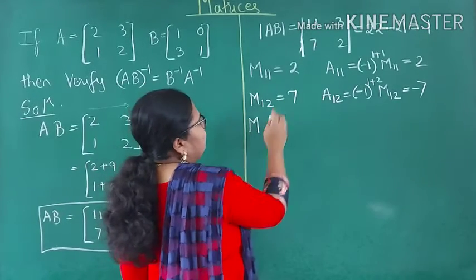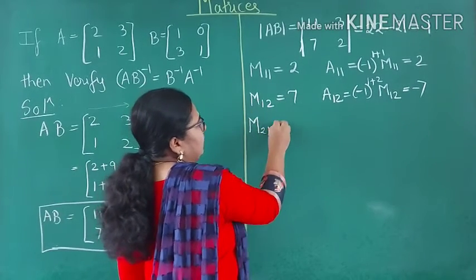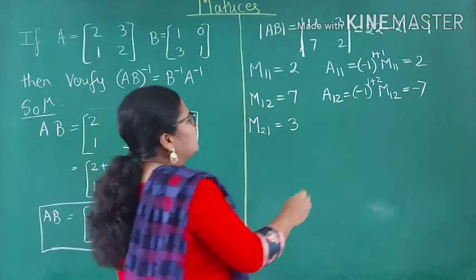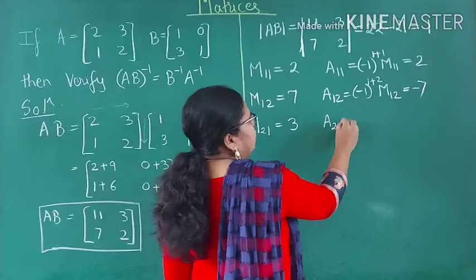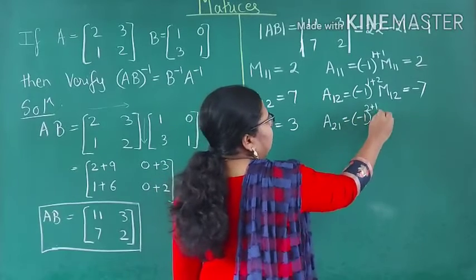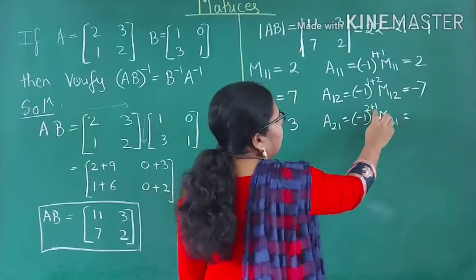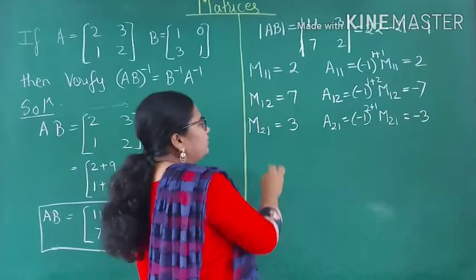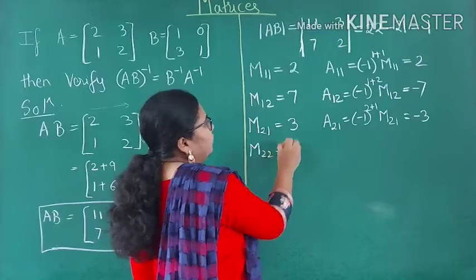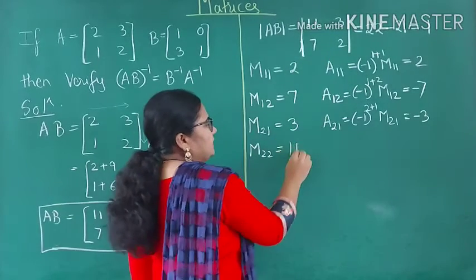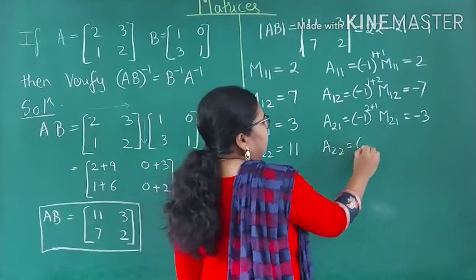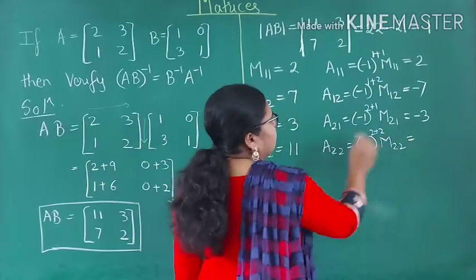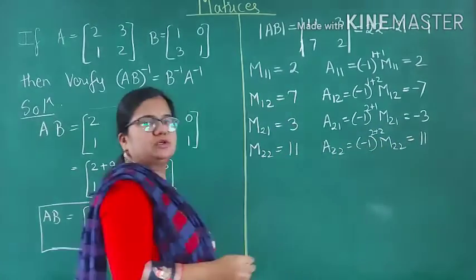Then M11 and M12 are over. Then M21, so second row, first column elimination. The remaining element is 3. That's why M21 is 3 and A21 will be minus 1 to the power 2 plus 1 into M21. Again 2 plus 1 is an odd power, so minus 1 into 3 is minus 3. The last minor, M22, second row, second column eliminated, the answer is 11, and A22 will be equal to minus 1 to the power 2 plus 2 into M22, which is the same answer, 11, because 2 plus 2 is 4.